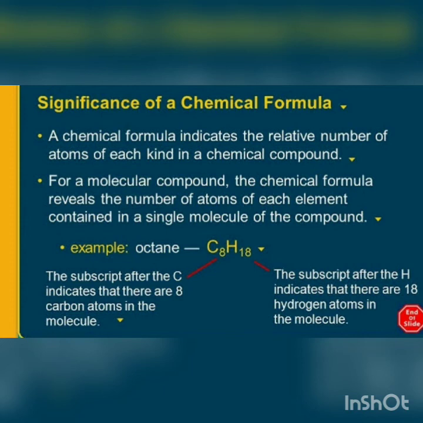A chemical formula of a compound also indicates the number of atoms of each kind of element present in a compound. It gives the total number of atoms of each element in a particular molecule. And by knowing the formula of a compound, we get the names of all the elements present in one molecule of the compound. I hope you have understood the formula of element and compound and their significance.